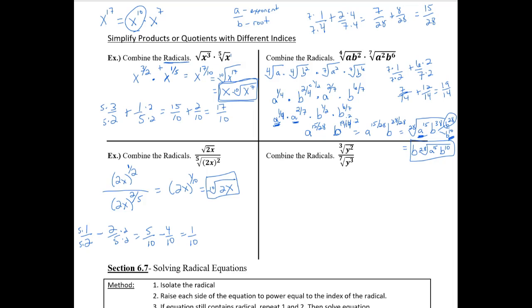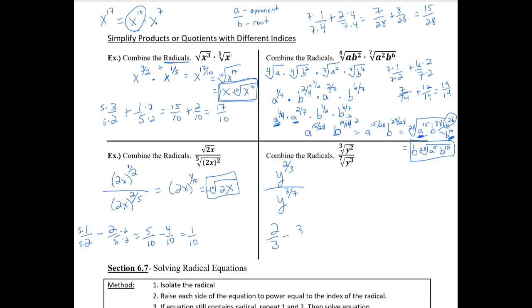Alright, one more. Now again, I have a quotient, but I need to start by rewriting these with rational exponents. So I have y, the exponent is 2, so that's the numerator. The root is 3, that's the denominator. Over y, the exponent is 3, the root is 7, so 3/7 power. The way we simplify with division is we subtract the exponents.